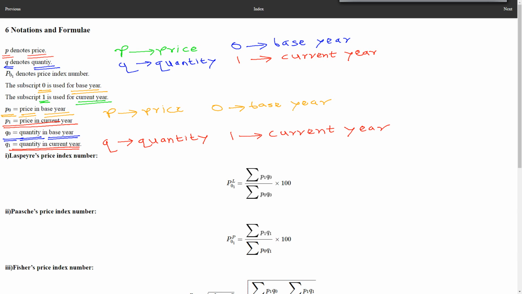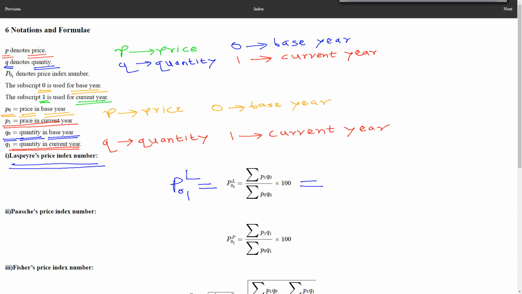Now let us see formulae for 3 standard index numbers. In the last lecture we have seen what the 3 standard index numbers are. The first standard price index number is Laspeyres price index number. It is denoted by P01L. So P01L is equal to summation P1Q0 upon summation P0Q0 into 100.